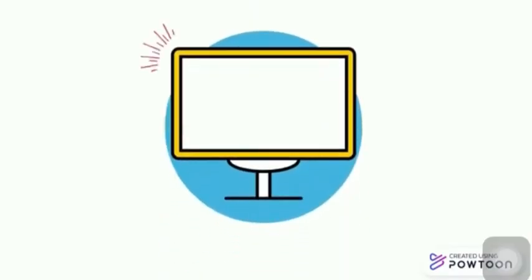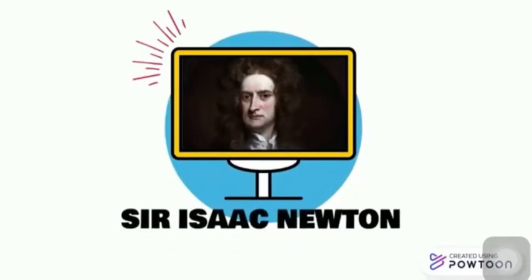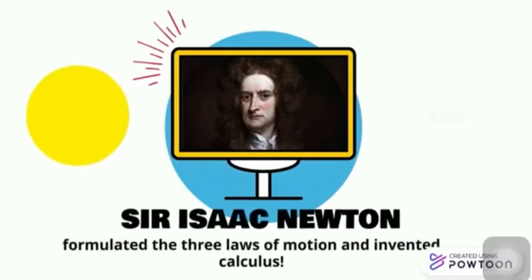Sir Isaac Newton was born in 1642. Before the age of 30, he formulated the laws of motion and invented calculus. He left us with an amazing discovery which has shaped modern science to this day.